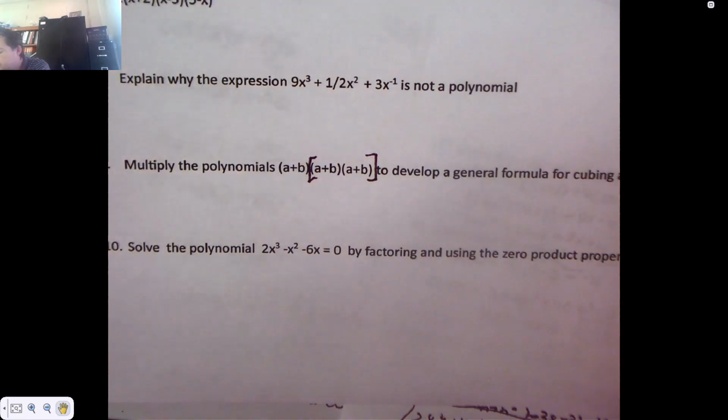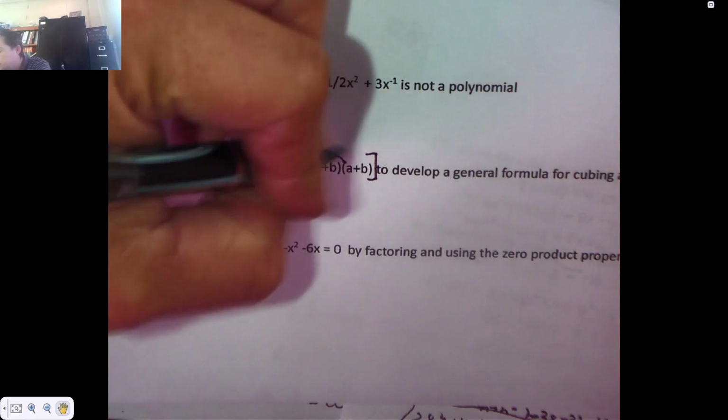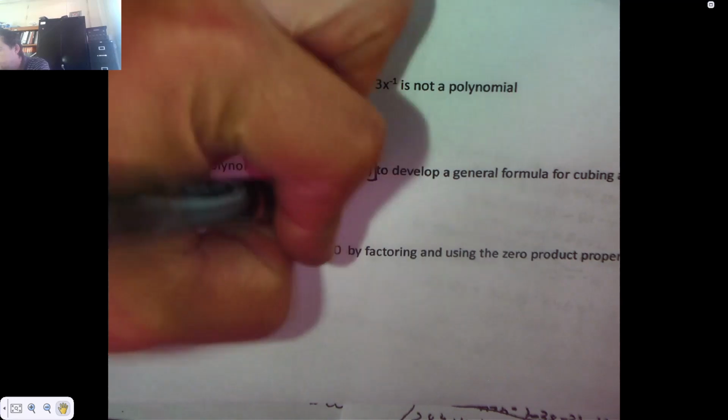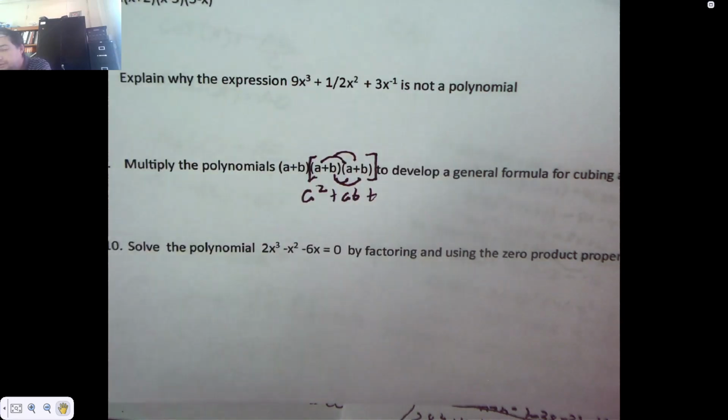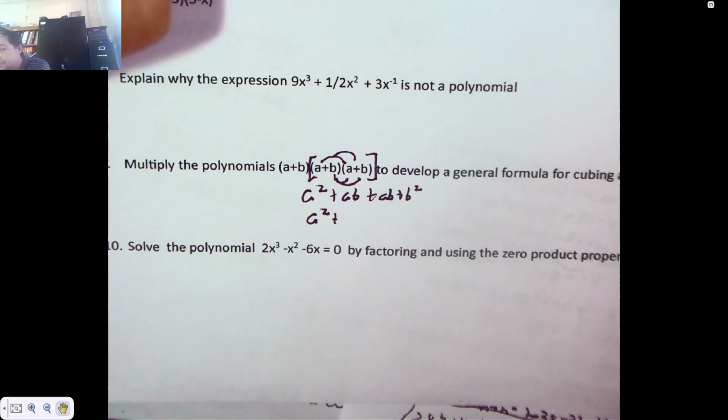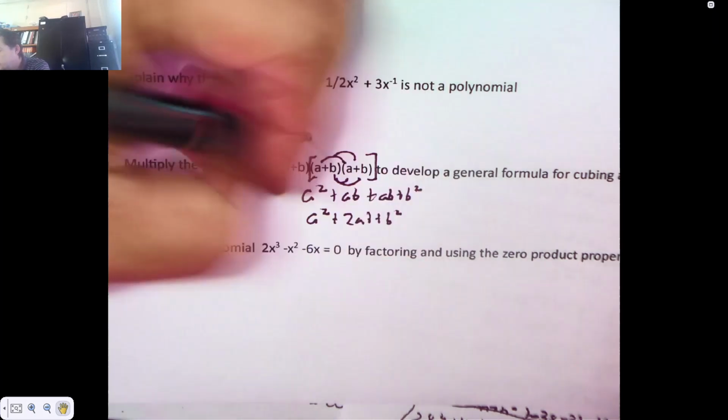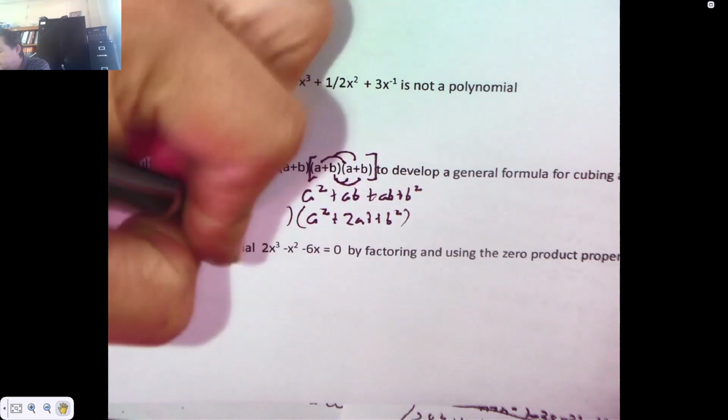Use your double distributive property. If you A both pieces, you get A squared plus AB. If you B both pieces, you would get BA, which can be written as AB plus B squared. And that condenses down to A squared plus 2AB plus B squared. And then you're going to multiply it by A plus B.